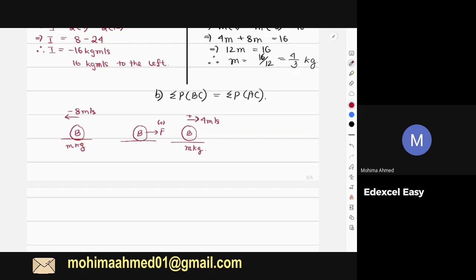Now, in this situation, according to your equation, I already know that during impulse for particle A and B, if B exerts a negative 16 kg meters per second impulse on A, then A will also exert positive 16 kg meters per second impulse on B. Right, according to Newton's third law, if B exerts 16 kg meters per second, A will also exert 16 kg meters per second, but in the opposite direction. Is this clear?